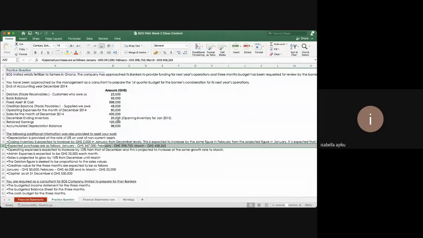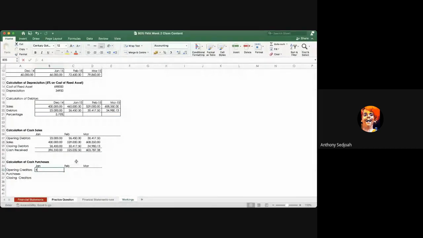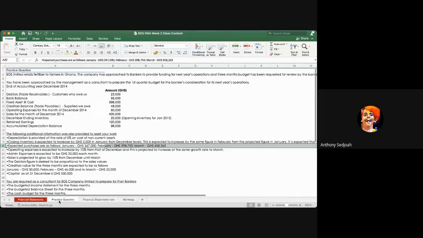In January, opening creditors. That's the 48,000. Okay, all right. That's the closing for December. Yes, please, 48,000. Then the purchases we made in January should be in the footnotes. The purchases, it's 370.